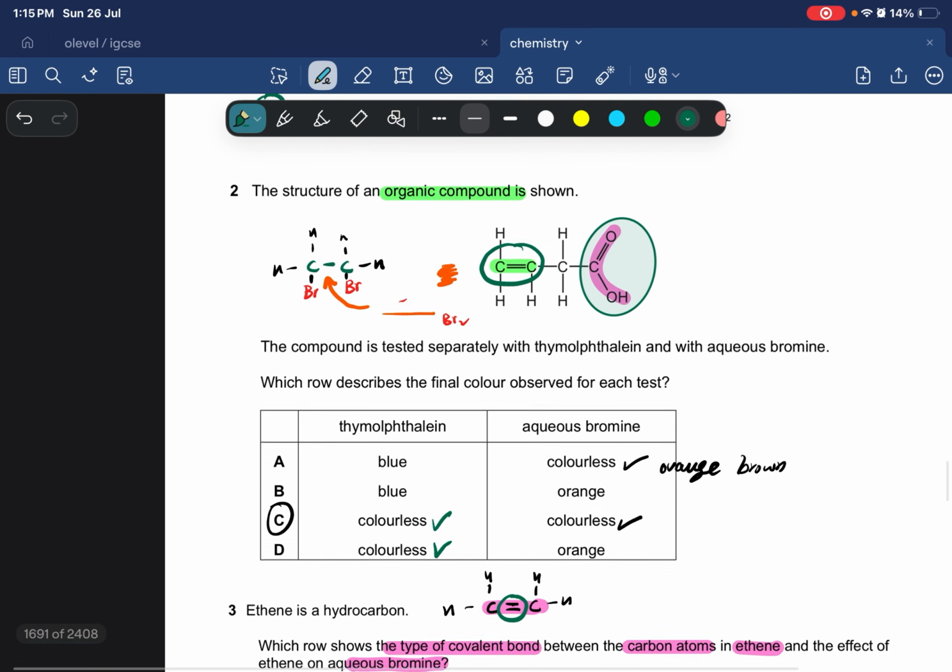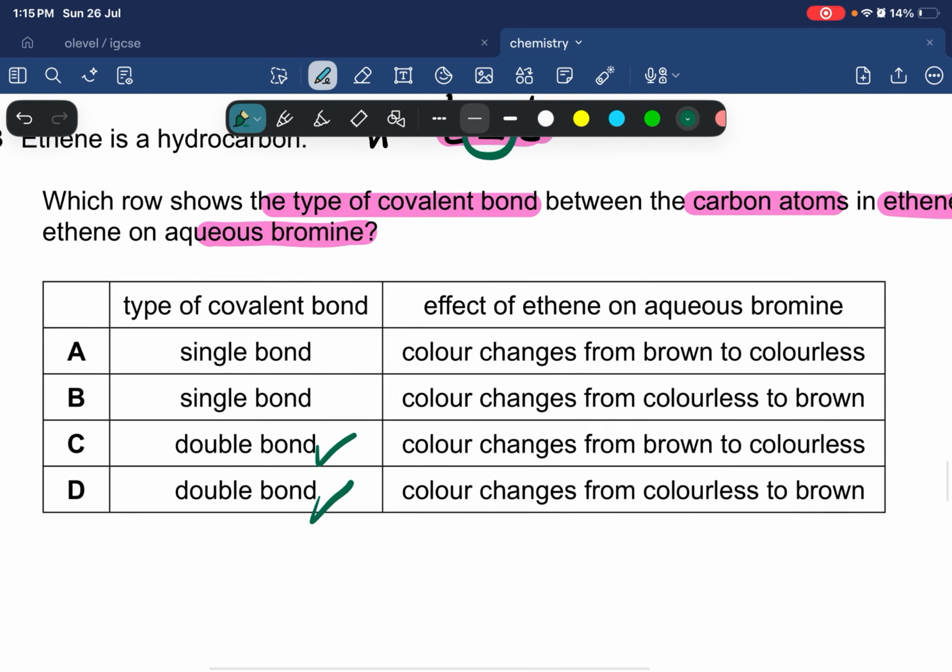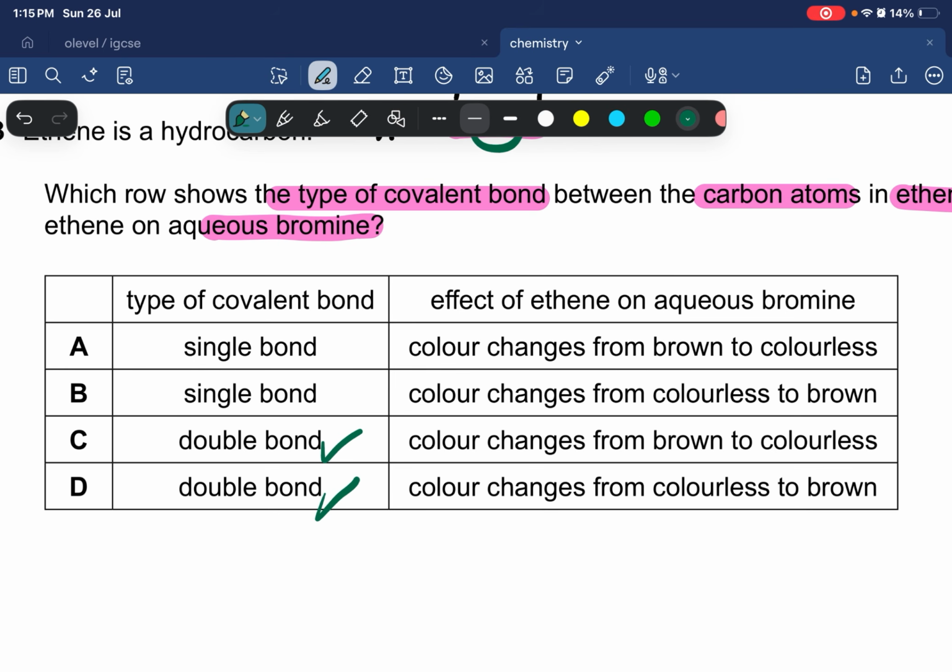We just saw that whenever you add an alkene to bromine, an alkene is an unsaturated hydrocarbon, it's going to turn from orange to colorless. Color changes from brown or orange to colorless. That is correct. Why does it change to colorless?